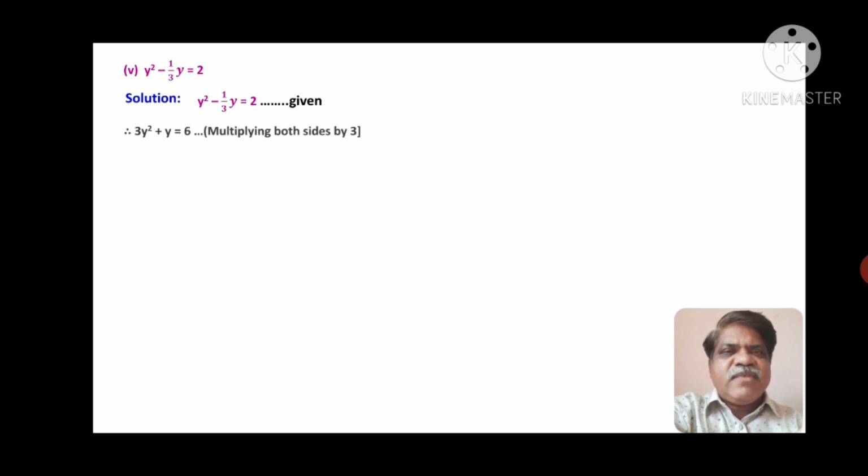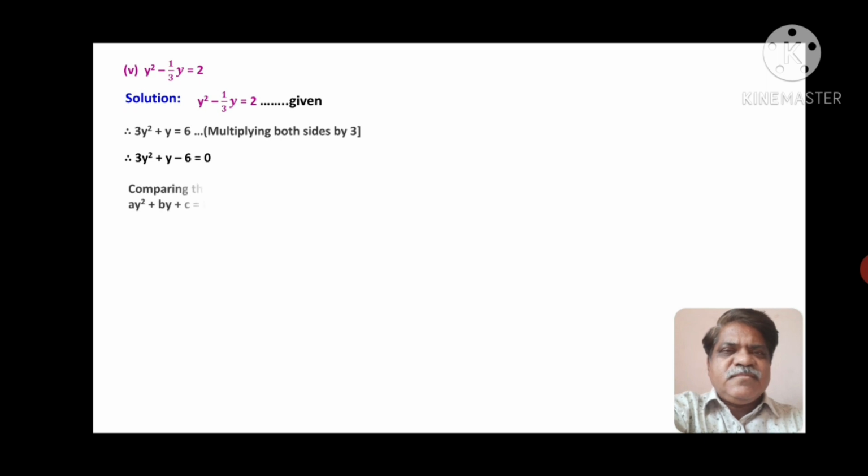Now, number 5. y square minus 1 upon 3y is equal to 2. Friends, it is given that y square minus 1 upon 3y is equal to 2. Now, we will multiply 3 to both sides of the equation and you will get 3y square plus y is equal to 6. Multiplying both sides by 3. Therefore, 3y square plus y minus 6 is equal to 0.